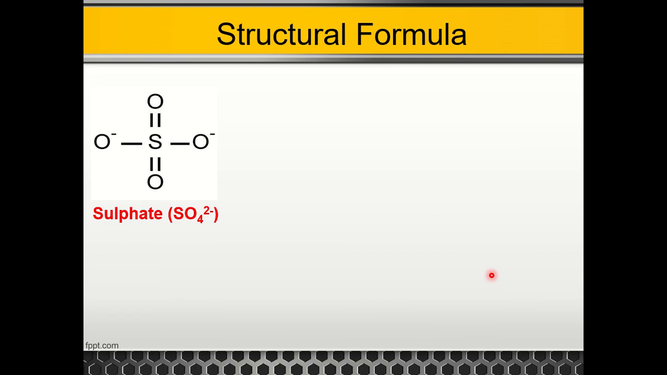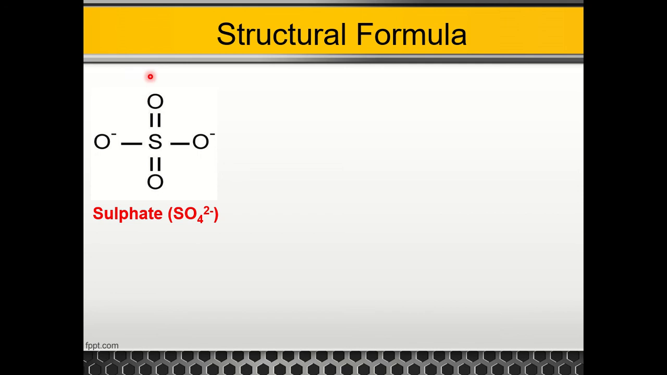There are some more structural formulas. For example, if you know the structural formula of any radical, then you can write the structural formula of many compounds made by this radical. For example, here sulfate. Here in sulfate, you have to understand what the valency of sulfur is. In the sulfate radical, the valency of sulfur is 6.